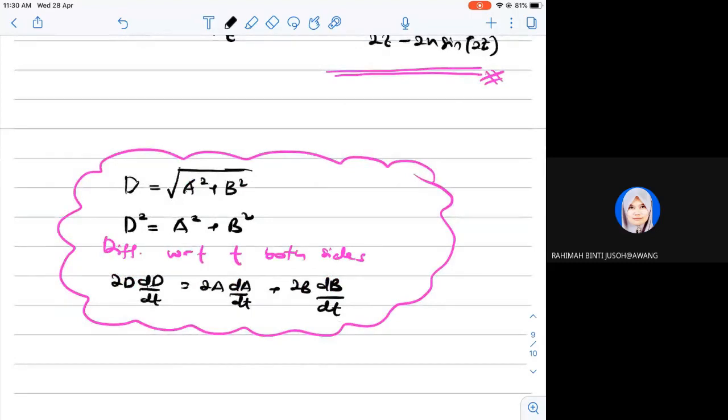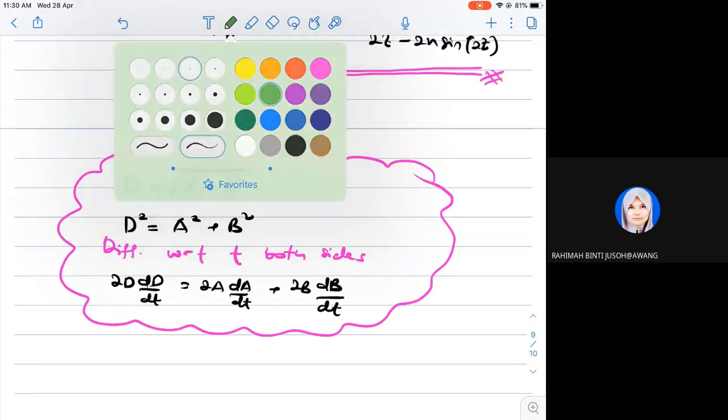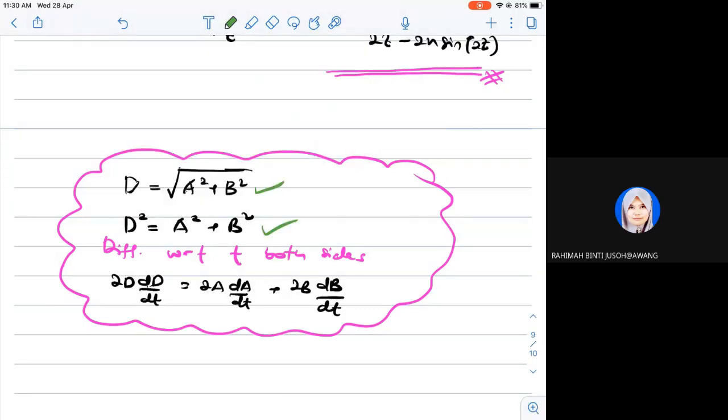Ini just extra notes for you lah. Kalau kita nak solve, instead of guna formula atas ni, kadang-kadang kita jumpa soalan macam ni. So bila soalan yang kedua ni, formula macam ni, kita boleh guna implicit differentiation. Ini formula dia.